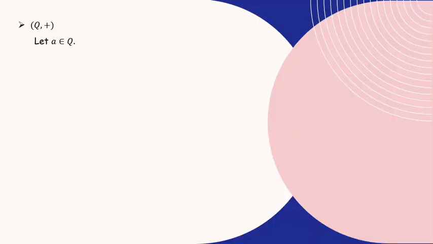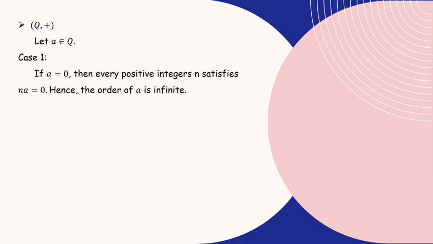Q under addition, let a be an element of Q. In case number 1, if a equals 0, then every positive integer n satisfies na equals 0, hence the order of a is infinite.